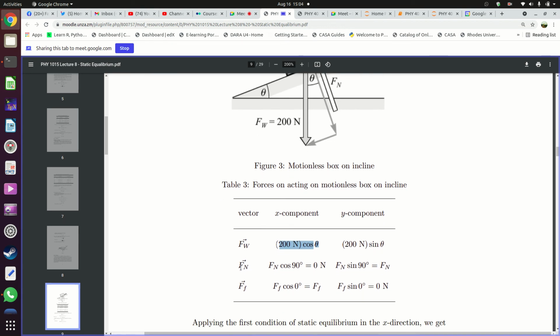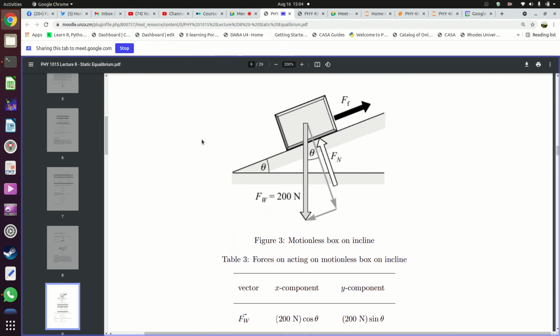Apart from that, the normal force. If we measure our angles from this particular direction, our normal force will be pointing up. That's going to be 90 degrees. If you're measuring from the direction in which the box is going to be moving, then our angle like that is going to be 90 degrees from this side.